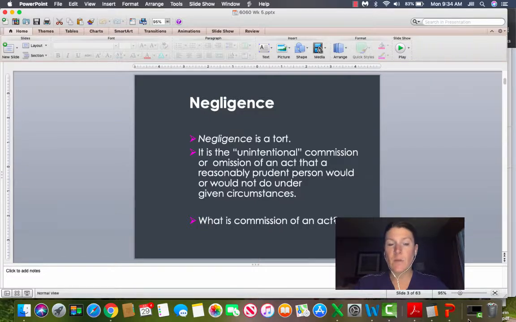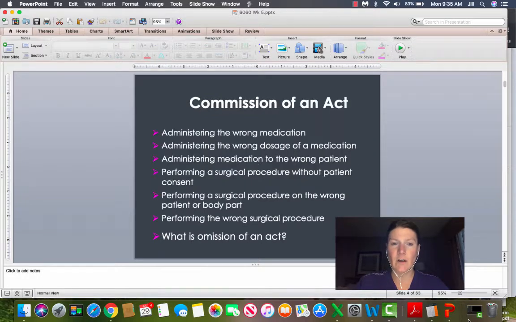So the one that we think of most often or gets dealt with, I'm going to say most often, I don't have actual stats on that in front of me, but from my work in the legal world in healthcare, when I was in compliance, I can tell you that the majority of cases that we litigated were negligence. So negligence is when there's an unintentional commission or omission of an act that a reasonably prudent person wouldn't do or would do, depending on the situation, under given circumstances. So think about malpractice. Malpractice is negligence, and we'll take a look at a couple of cases.